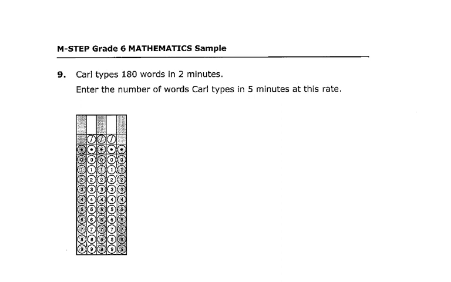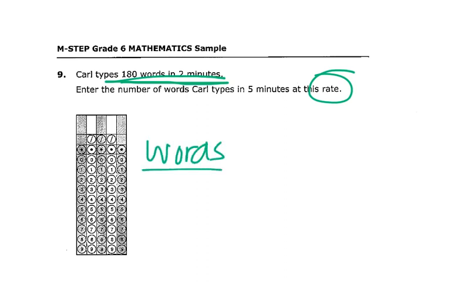Number 9. Carl types 180 words in 2 minutes. Enter the number of words Carl types in 5 minutes at this rate. Now, this is a rate problem. When they give you 180 words in 2 minutes, that looks like it's set up like a ratio, right? So we want to do words over minutes. So 180 words in 2 minutes. But I want to know how much it is in 5 minutes, right? So do minutes go on top or bottom? Minutes go on bottom.